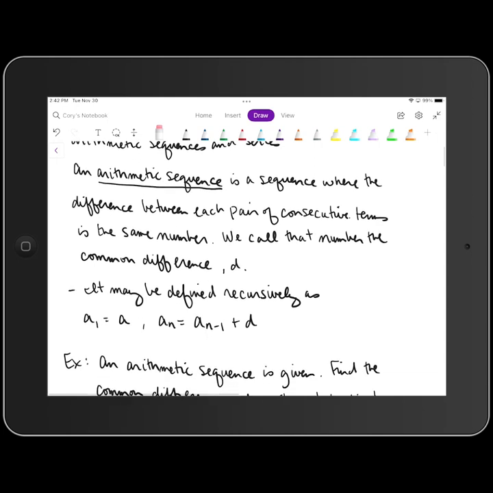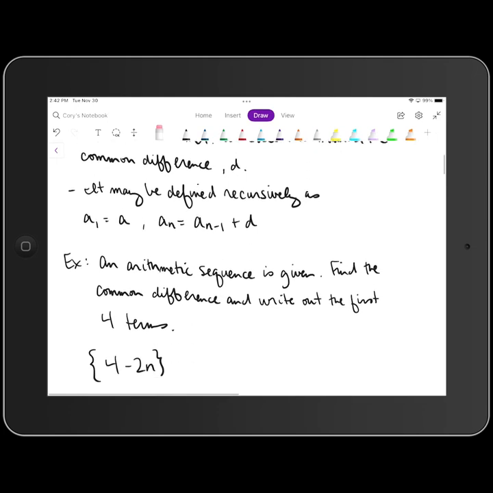Okay, so an arithmetic sequence may be defined recursively as a sub 1 is equal to a. So again, for a recursively defined sequence, we usually define the first term or first few terms. So we define the first term, a sub 1 is a, and then every term after that is going to be defined by some formula. Okay, so all of the terms that come after a sub 1, which are going to be a sub n, is going to be equal to a sub n minus 1, so that is the term that precedes a sub n, and then to that, we're going to add the common difference d.